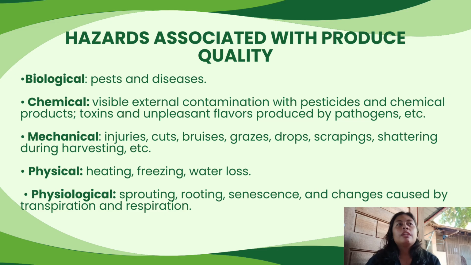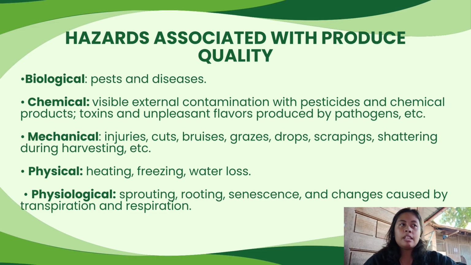The last is this slide on the hazards associated with produce quality. First is the biological. These are pests that eat or damage our products. Next is chemical contamination from pesticides. There are also toxins from pathogens that give a bitter or different taste to our produce. Next is the mechanical. These are bruises or scratches on the harvested plants during travel. This is what makes our products spoil easily.